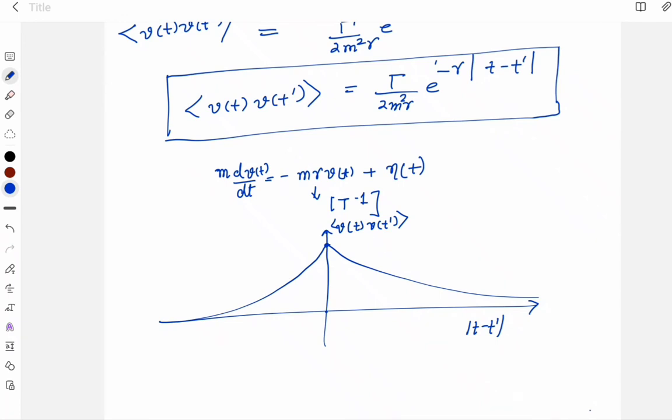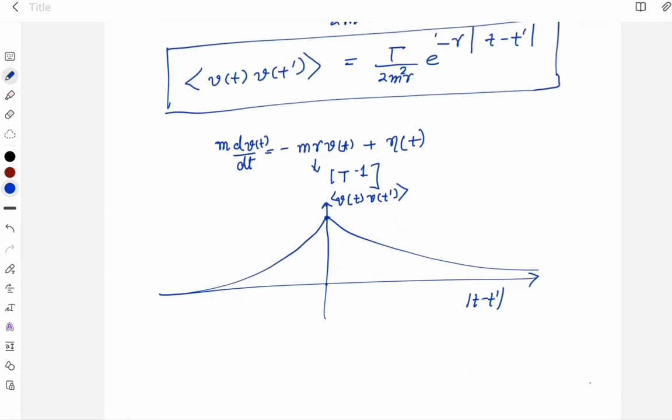Okay, and if you substitute the value, because we know that capital gamma is 2m small gamma kBT, then you will see that this is nothing but kBT by m. Since capital gamma over 2m square gamma, divided by 2m square gamma, is kBT over m.